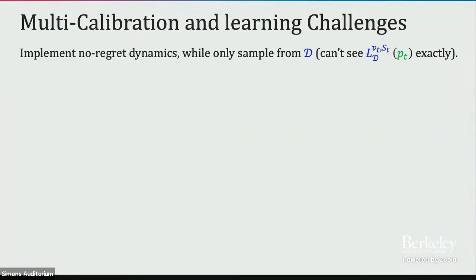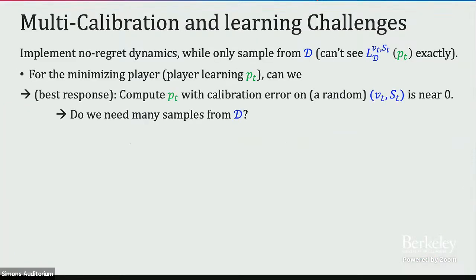Okay, what are some unique challenges to multi-calibration now? Well, one main challenge is that in general, we don't see distribution D fully. We can just sample from it. In general, no regret algorithms need to know what loss they're playing with. So we need to make sure that we can play no regret without taking too many samples. This affects the minimizing player in two ways. He might do best response, which means that we need to compute a predictor that's calibrated for whatever choice came up, but without too many samples.